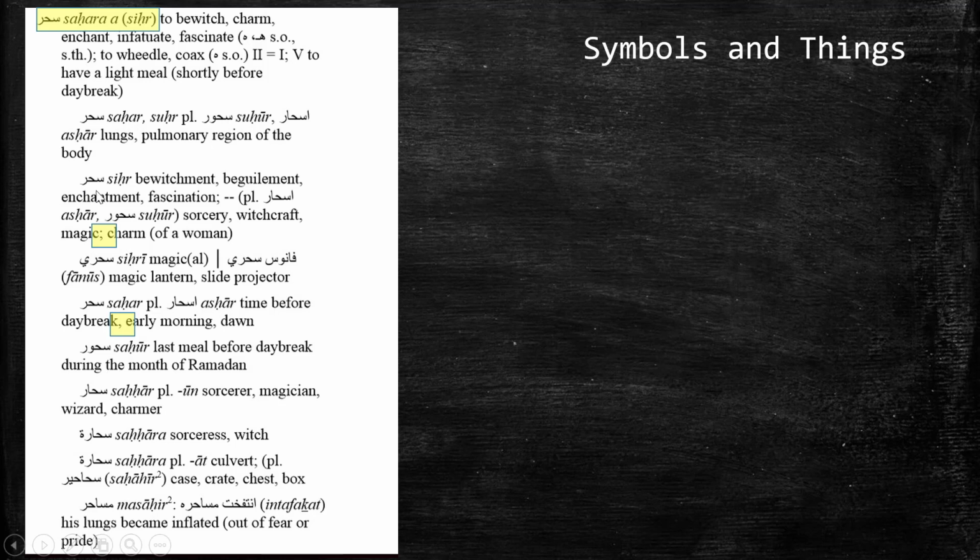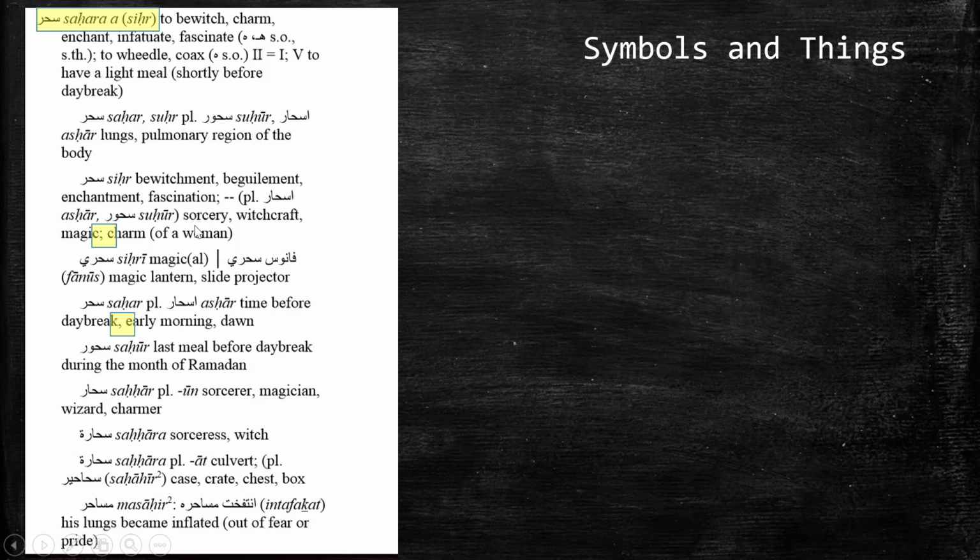So if we start with this entry here, sihr, we begin with bewitchment, comma, beguilement, comma, enchantment, comma, and fascination. And then we have the semicolon. So that would mean that these first 4 entries are all different ways of saying the same thing. And so to kind of be amazed or enchanted by something, those all mean the same thing.